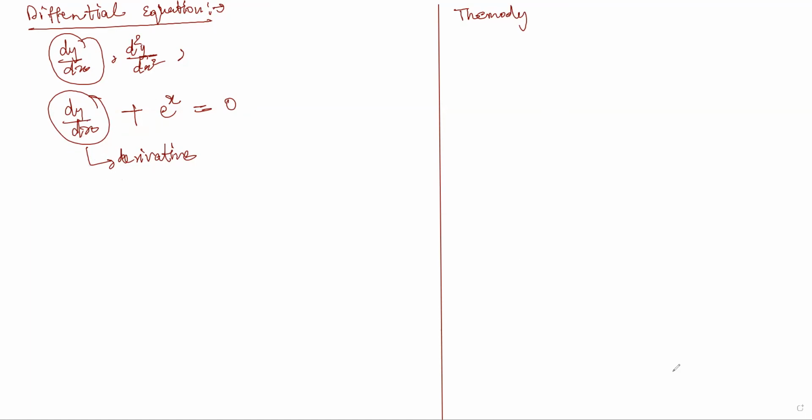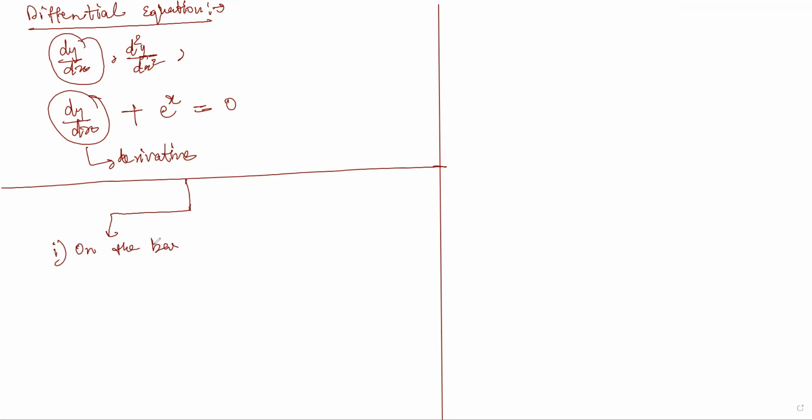So now, how many types of differential equations do we have? They can be typed into two possible areas. Basically, there are two different divisions of differential equations. First is on the basis of degree. And second, on the basis of order. So there are many different kinds of differential equations.